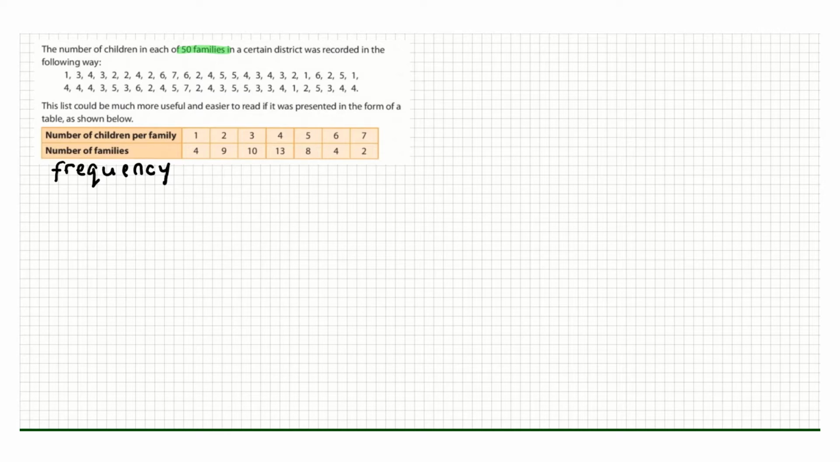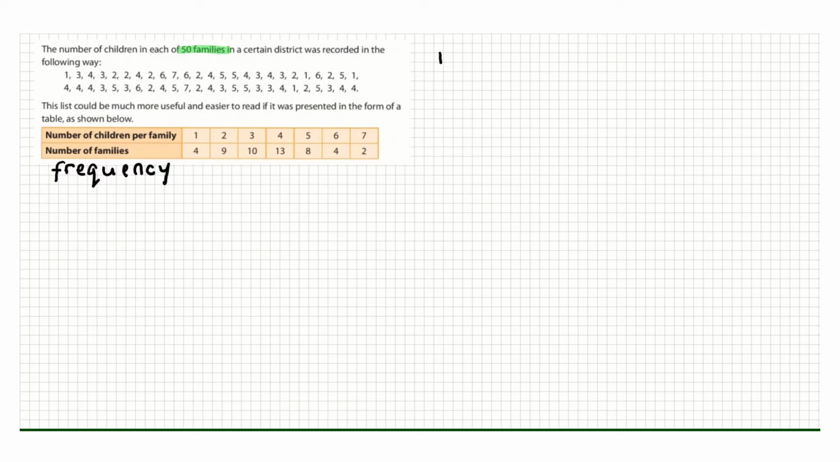Supposing we weren't told that there are 50 families and we were asked how many families were surveyed. We'll start: 4 families plus 9 families, that's 13, plus 10, that's 23 families, plus 13, that's 36 families, plus 8, that's 44 families, plus 4, 48 families, plus 2, 50 families. So we add the frequency.